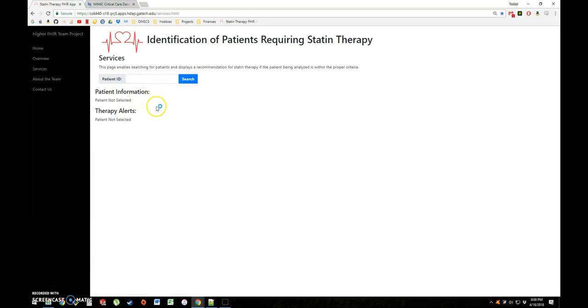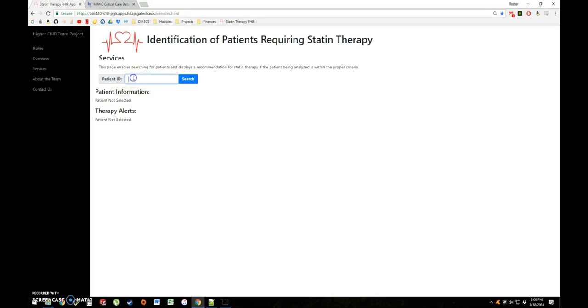The services page is where the primary functionality can be accessed. It includes a single input field where the healthcare provider can search by the patient's ID, and the application will return information about the patient as well as a therapy alert specifying whether or not statin therapy is recommended. Also, under patient information, a brief justification for the recommendation is provided.